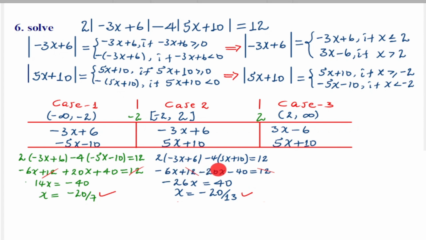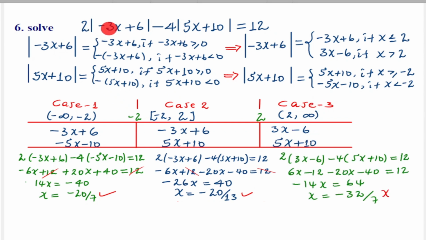Minus 6x minus 20x, we get minus 26x. When we bring negative 40 to the right, we get positive 40. When we divide both sides by negative 26, we get 40 over minus 26. So when we simplify, we get x is equal to minus 20 over 13. Minus 20 over 13 is a member of this interval. So minus 20 over 13 is a solution.